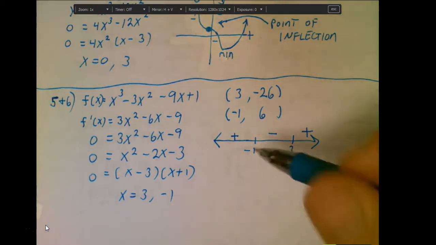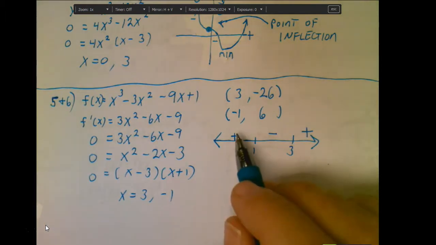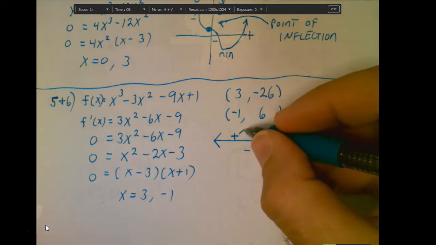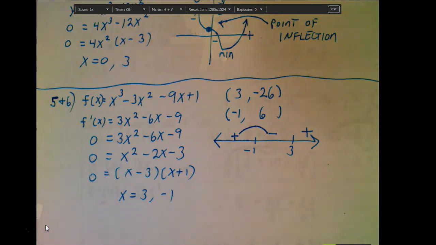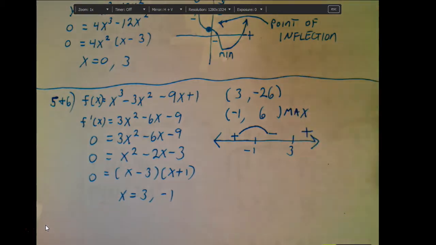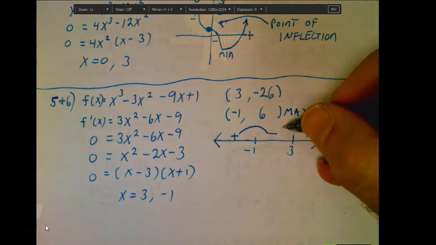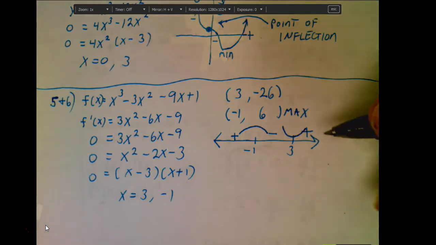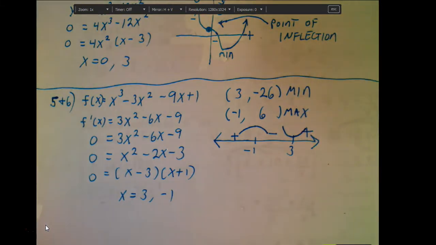So how do we interpret that? Well, around negative 1, if I am going from positive to negative, it's going to look like that. That means right there I have a maximum. So I know this guy is a maximum point. Around the 3, if I am going from negative to positive, that would occur at a minimum point. So that's how we classify those.